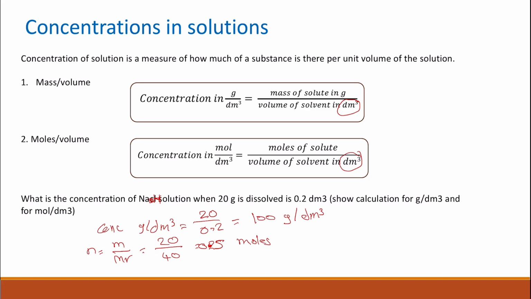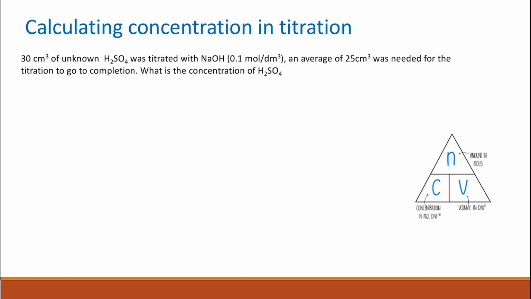Now we need to find the concentration in moles per decimeter cubed. So the moles, which is 0.5, divided by 0.2, which is the volume. So you end up with 2.5 mole per decimeter cubed. So this is how to do the simple calculation for the concentration in solution.